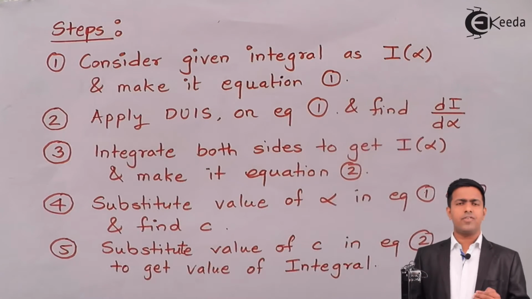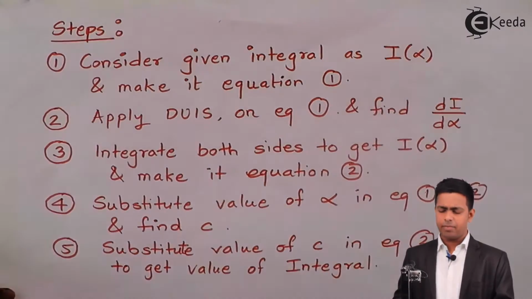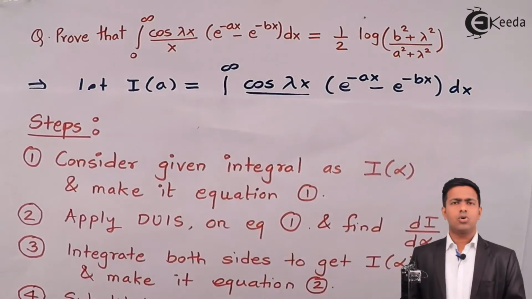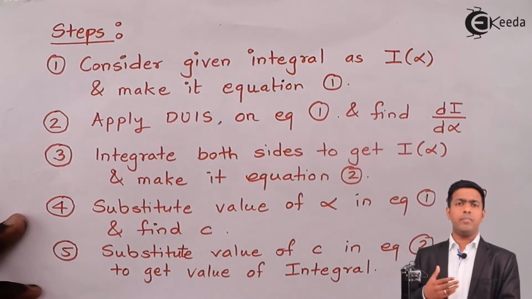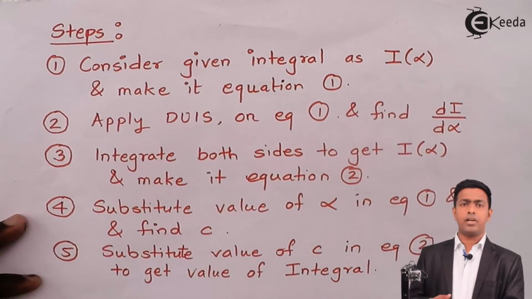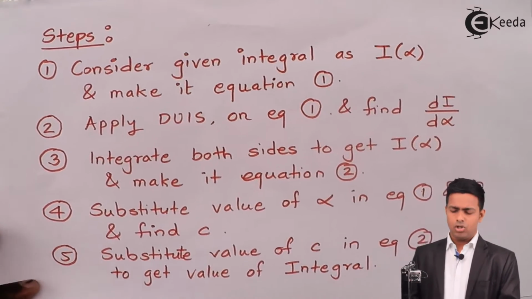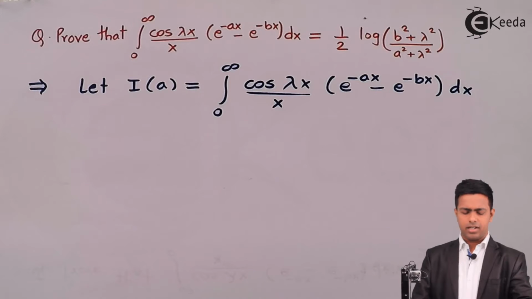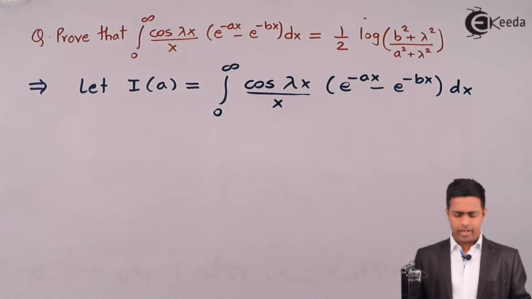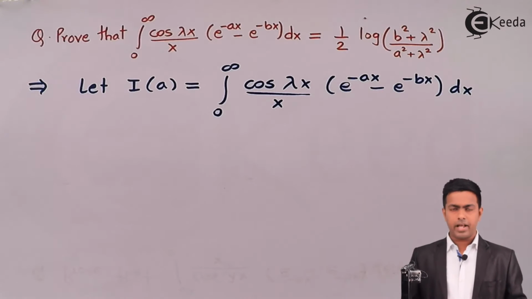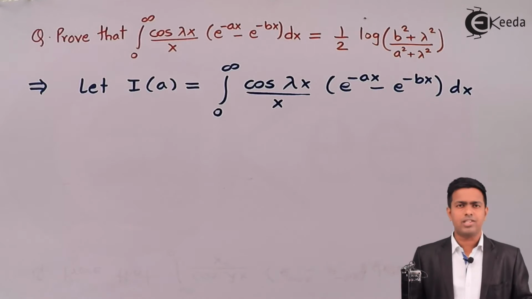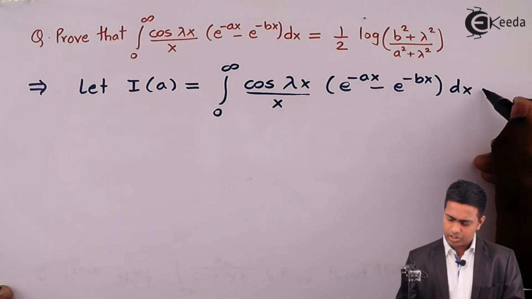Now in our case we have parameters as a and b. So instead of taking alpha as a parameter, we may take a as a parameter or b as a parameter. Here I have considered a as a parameter, and I have written: let I of a is equal to integral 0 to infinity cos lambda x upon x into (e raised to minus ax minus e raised to minus bx) dx, and I'll say this as equation number 1.